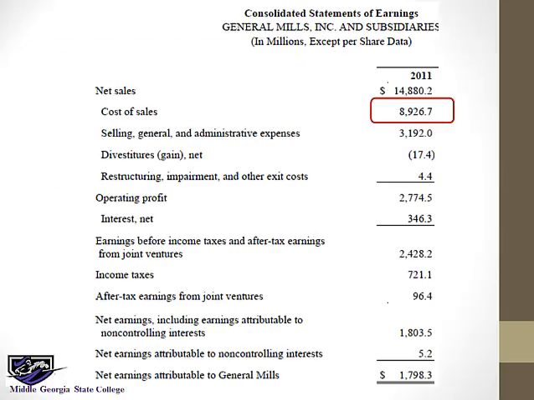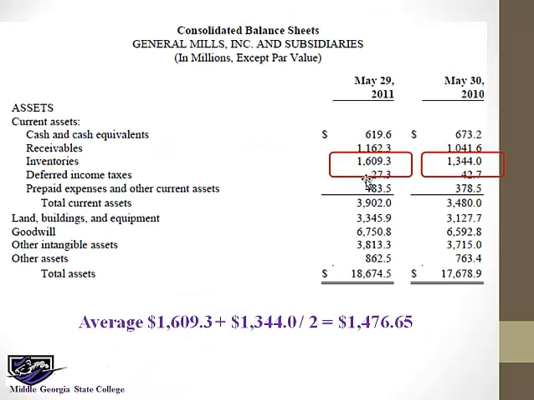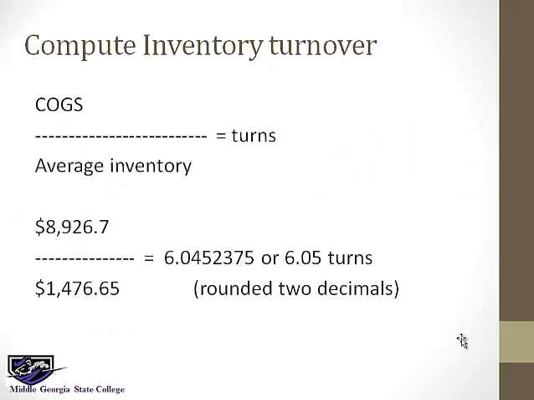So let's calculate inventory turnover for General Mills. We're going to go get their cost of sales. Then we're going to go get their inventory, add last year and this year together, divide by 2. Then we'll use the cost of goods sold over average inventory, and we get 6.05 turns. So 12 turns is once a month. So what do you think 6 turns will be?